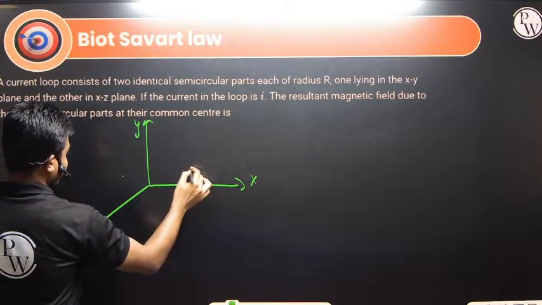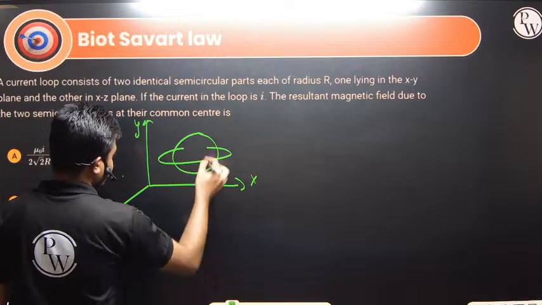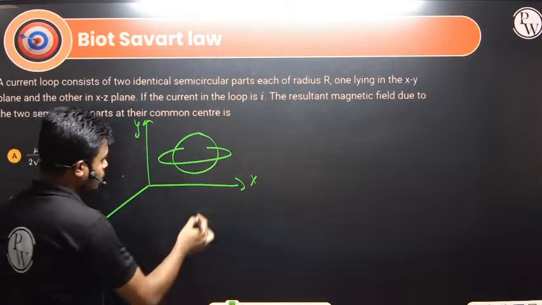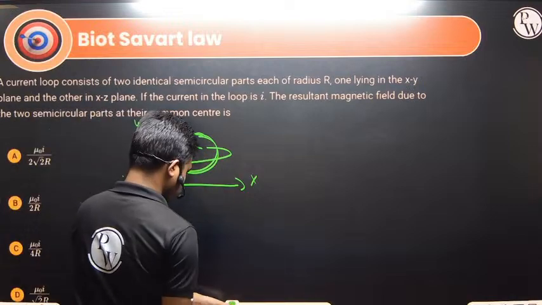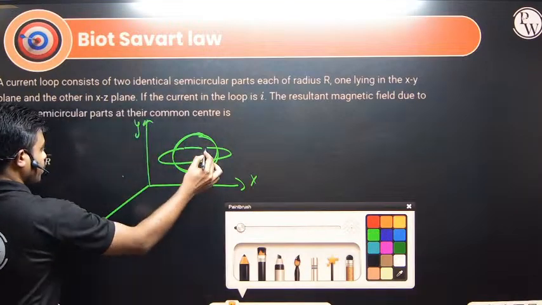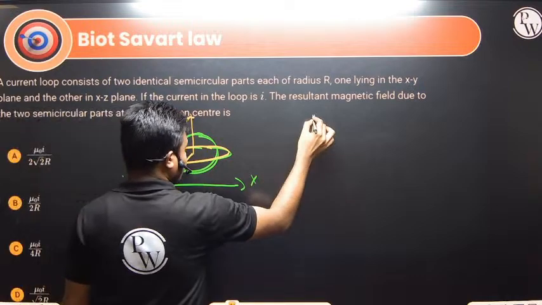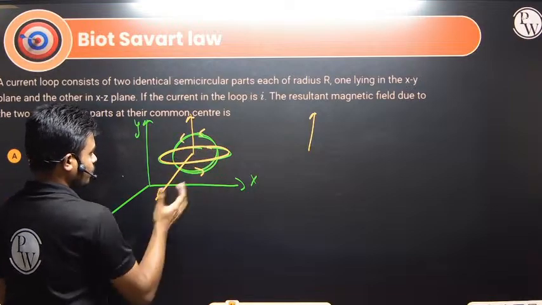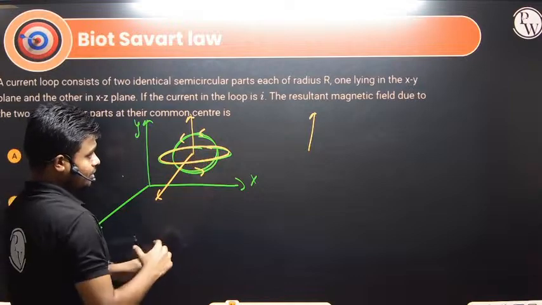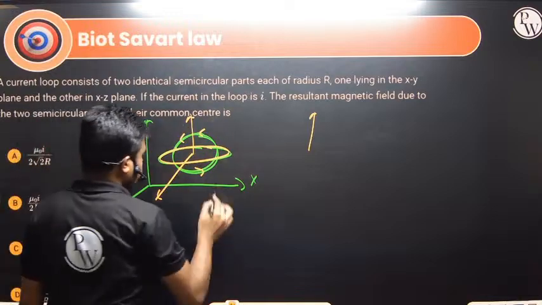So this is one line in the xy plane like this. Second line is in the xz plane, second is like this. Because of this, the magnetic field is outward, and because of this the magnetic field will be upward. Let's say current is this way. Because of this the magnetic field will be coming outward like this. And because of this current carrying wire, the magnetic field will be upward.